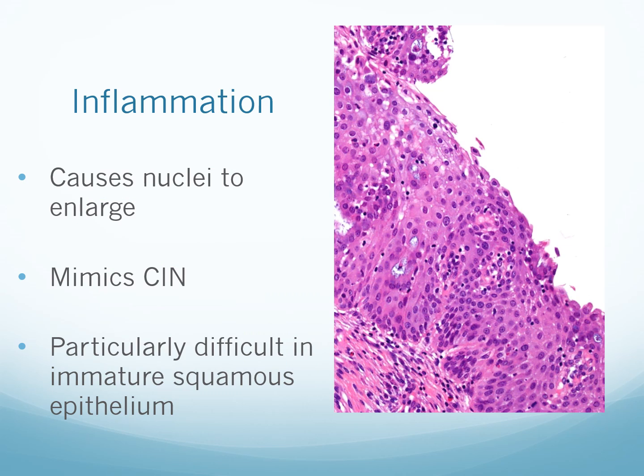There are benign changes that can mimic CIN. They do this by causing enlargement of nuclei and hyperchromasia. Here, for example, inflammation has caused these nuclei to enlarge, develop small nucleoli, and this immature area has got these cells extending to the top.